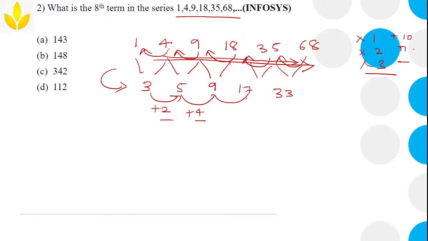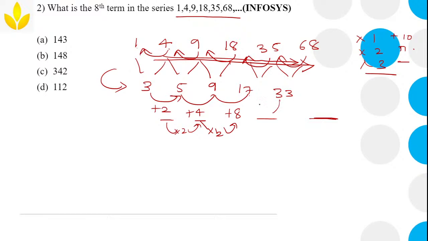Okay, next 9 to 17, 8. Right? See, now you can find some relation. 2 into 2, 4. 4 into 2, 8. If the same thing works for this, then you can apply the same relation here. If it doesn't work, then you have to find a new solution for it.